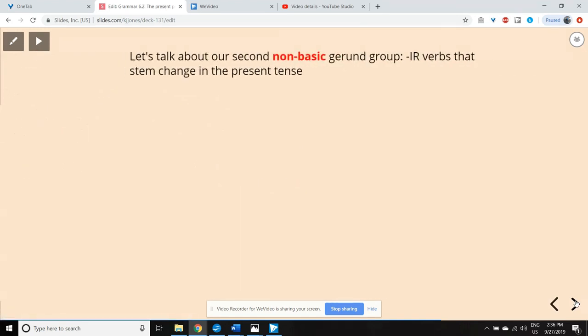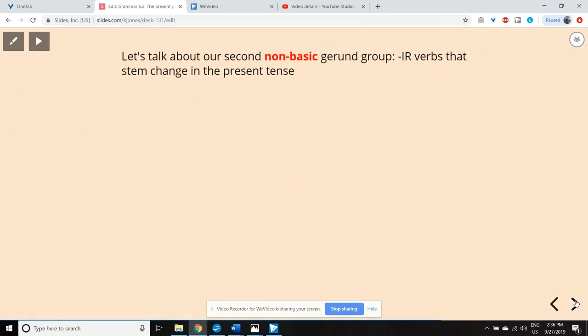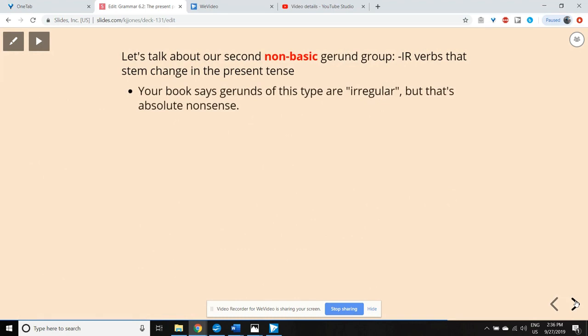All right. Let's talk about then our second non-basic group of gerunds. That's IR verbs that stem change in the present tense. Your book also says that gerunds of this type are irregular, and that is absolute nonsense.